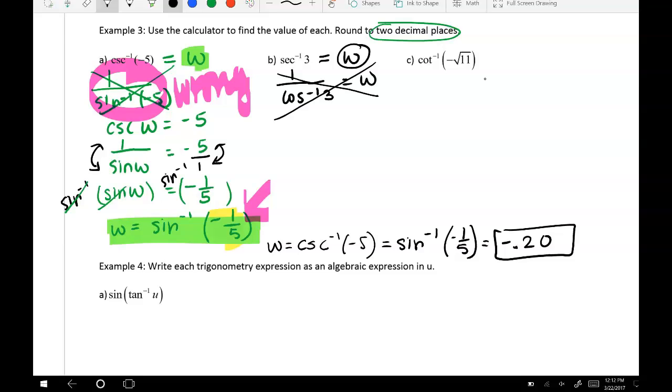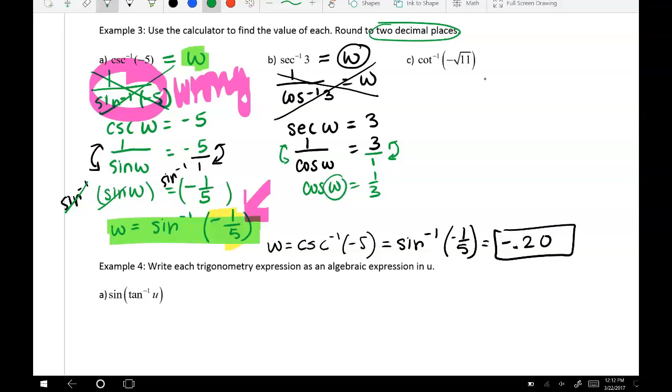First, I'm going to rewrite it using the normal secant function, not an inverse one. Then I'm going to flip. Secant of W equals 1 divided by cosine of W, still equals 3. Because I want to make 3 into a fraction, because the left-hand side has 1 over cosine, which is a fraction. Now I'm going to flip. So now I have cosine of W equals 1 over 3.